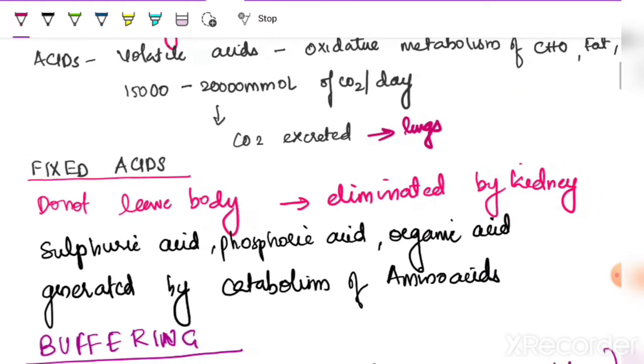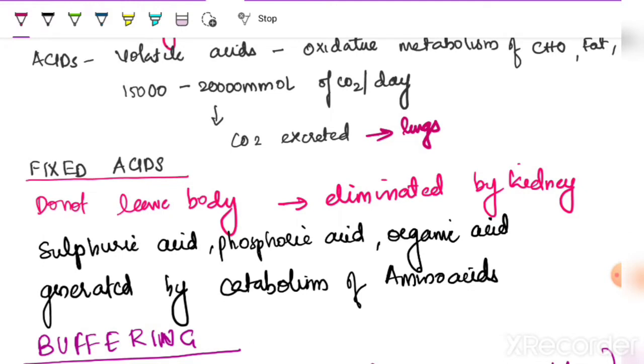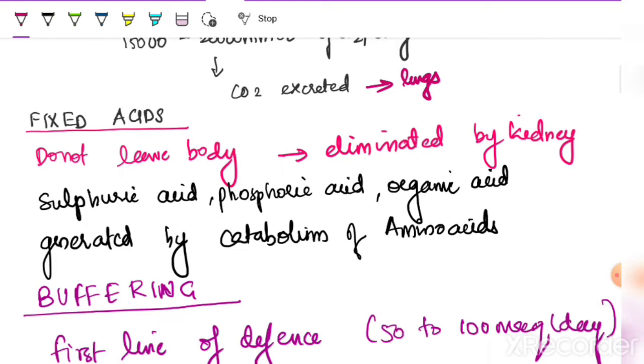Now, there is an entity called fixed acids. Fixed acids are those acids that do not leave the body unless they are eliminated by the kidney. So they remain in the body fluid until elimination by the kidney. They include sulfuric acid, phosphoric acid, and organic acid, and these are the important fixed acids in the body. These are produced by the catabolism of amino acids.